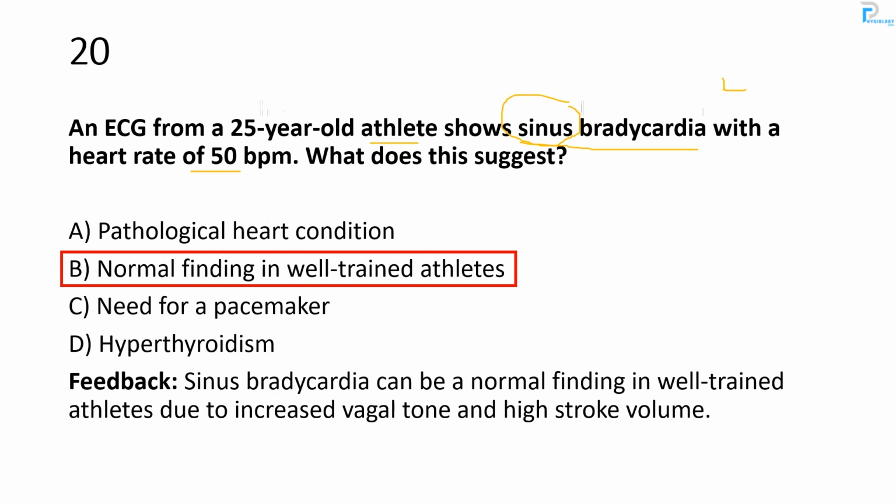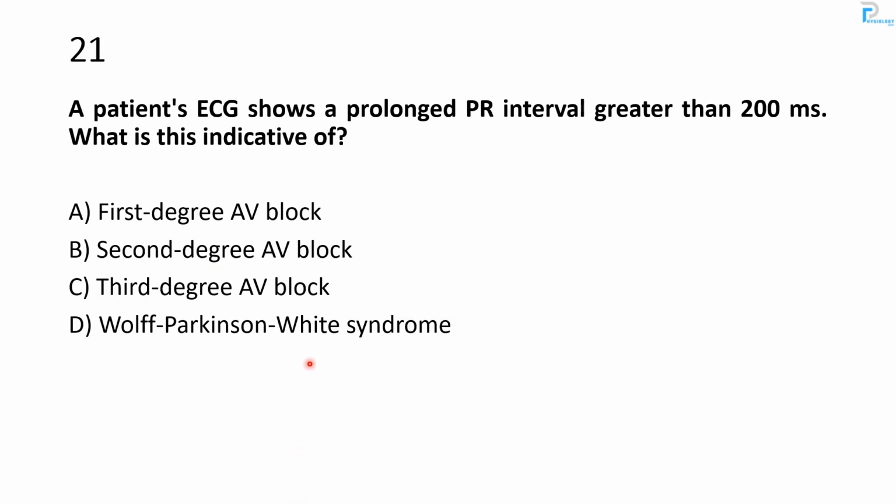A patient's ECG shows a prolonged PR interval greater than 200 milliseconds. What is this indicative of? As I mentioned earlier, the normal PR interval is 0.12 to 0.2 seconds. So here it's greater than 200 milliseconds, which means we have a prolonged PR interval, a delay in conduction between the atrium and the ventricle. This is indicative of first degree heart block.